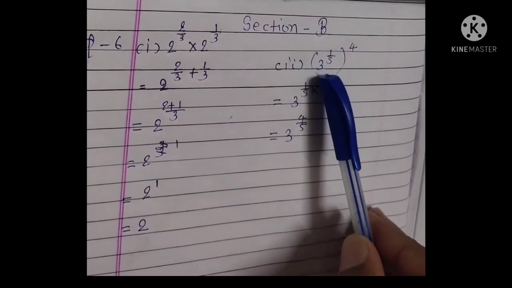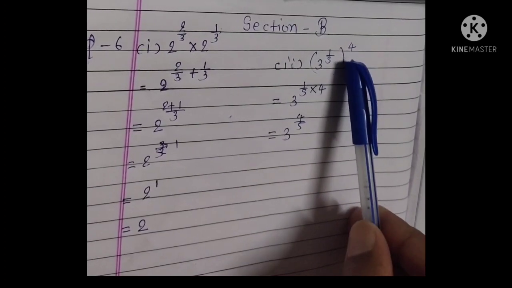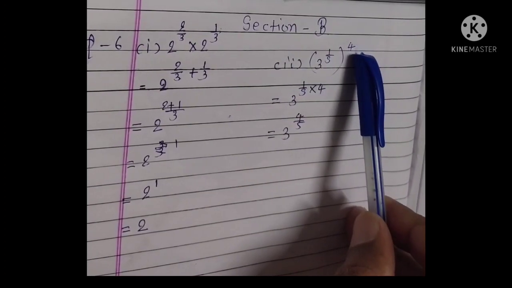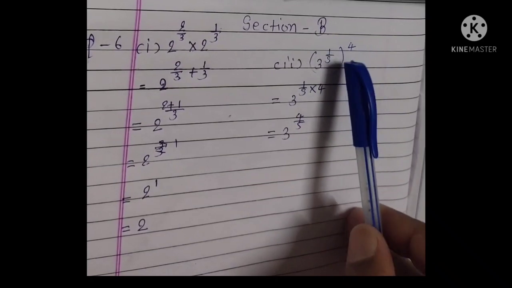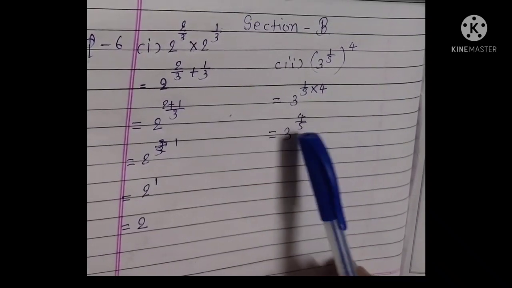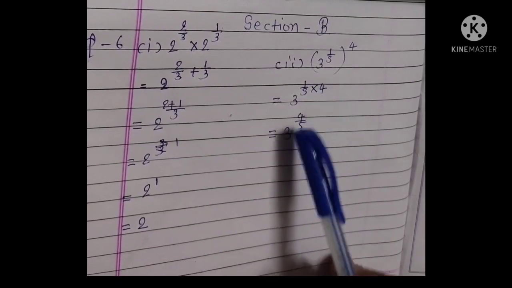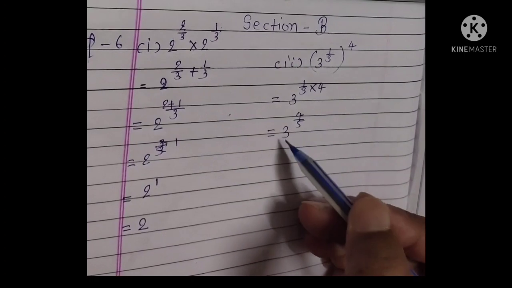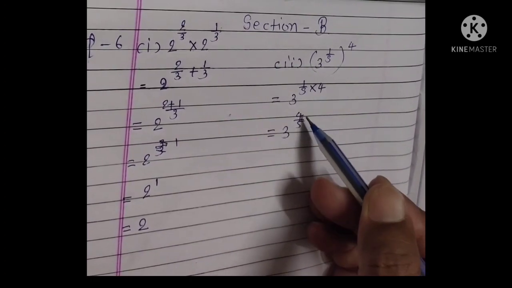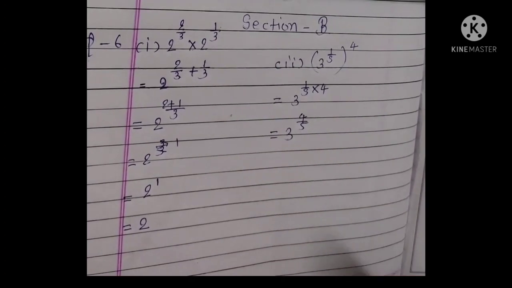The second part of question number 6 is 3 raised to 1 upon 5, whole raised to 4. This means we have to multiply both the exponents. So 1 multiplied by 4 is equal to 4. So 3 raised to 4 upon 5 is your final answer.